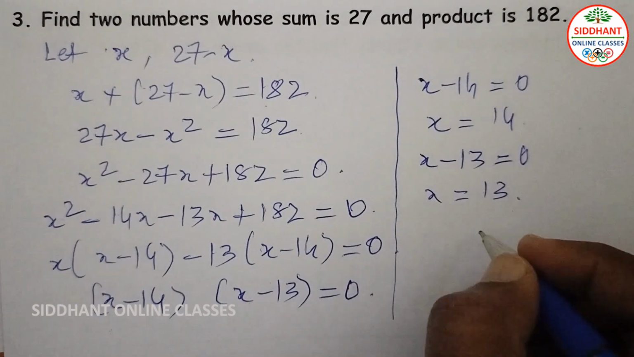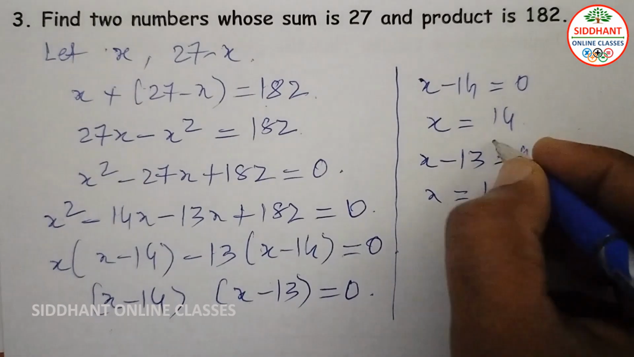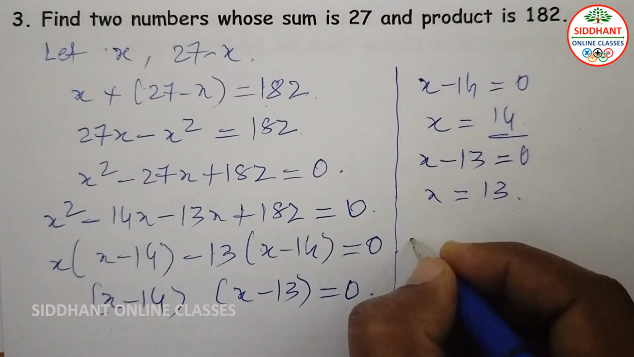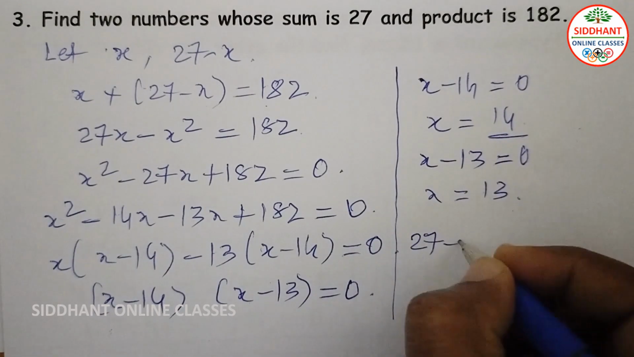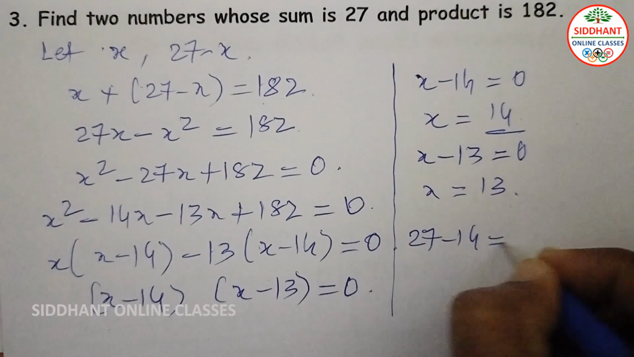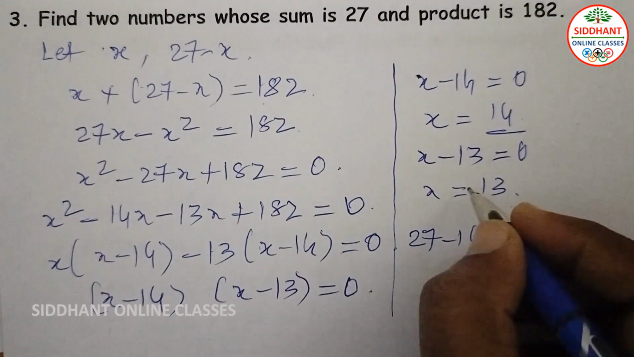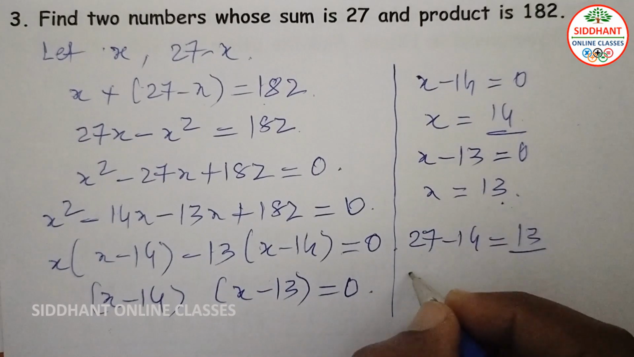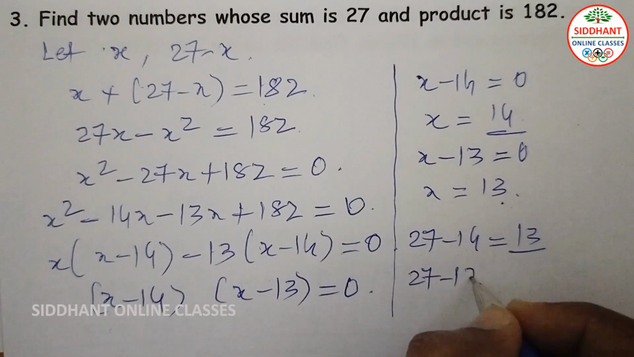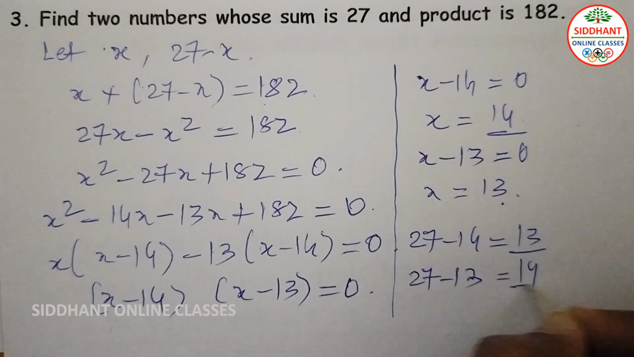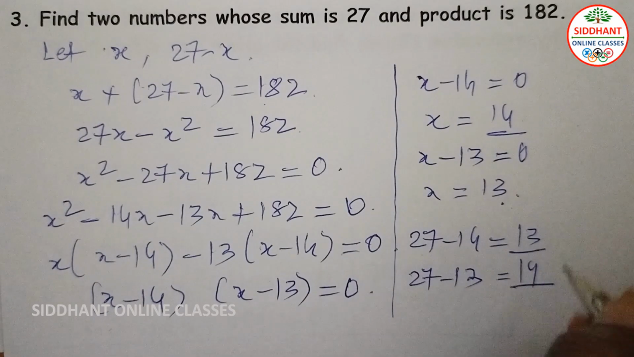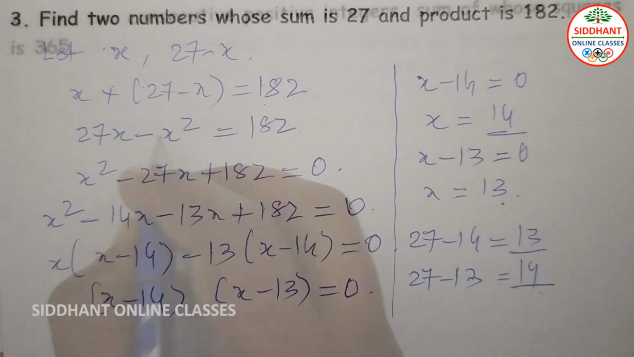So if x equal to 14, then the other number will become 27 minus 14 equal to 13. If x equal to 13, the other number will become 27 minus 13, which is 14. So the two numbers are 13 and 14 here.